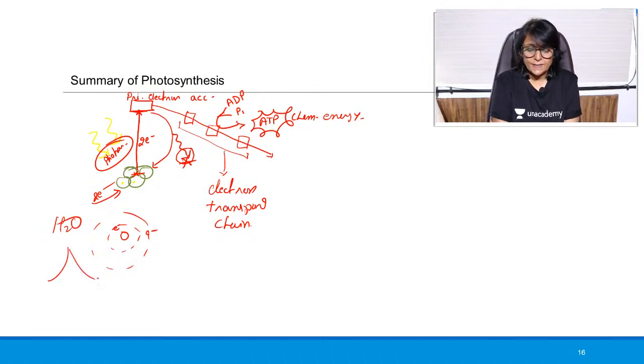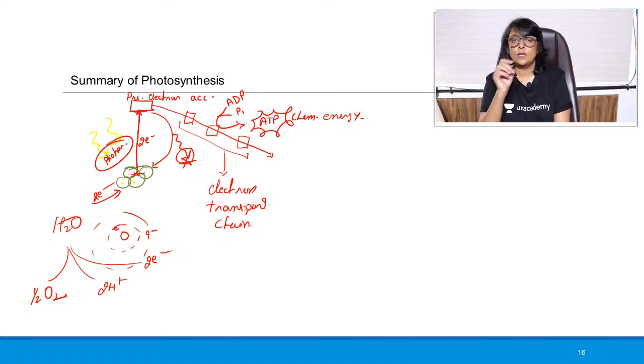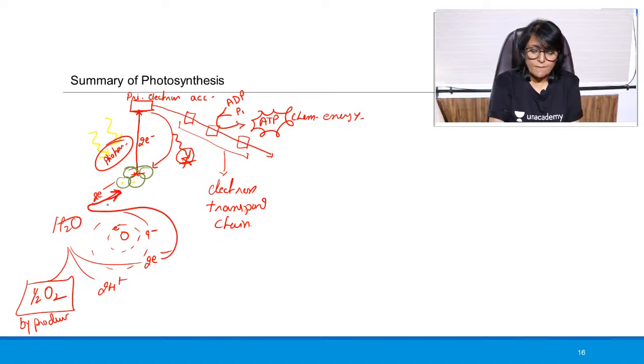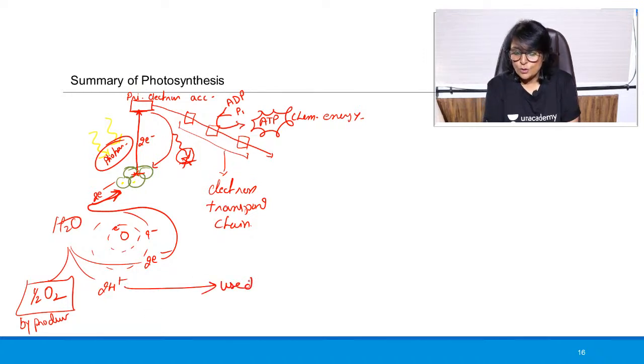When water splits, there are three things which are formed: a pair of electrons, a pair of protons, and half molecule of oxygen. Actually it is one atom, but the reaction is so fast that the two atoms combine and we get molecules. This is the byproduct. This electron is given back to chlorophyll, and this is used to generate the reducing power.